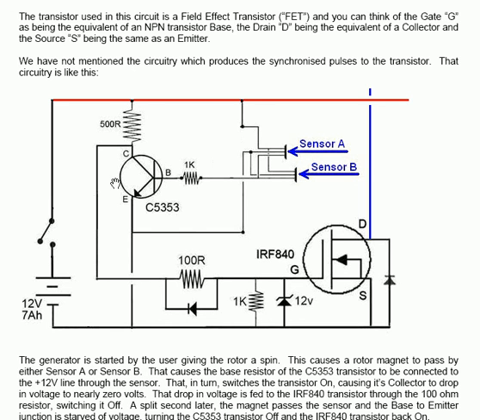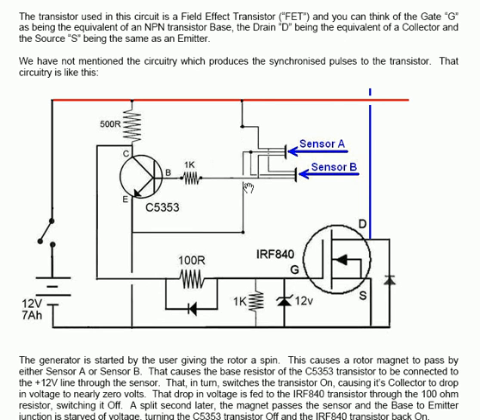Similarly, when the magnet passes by the sensor goes to a high resistance, and the C5353 transistor is effectively starved of current and switches off, which pushes the voltage of the collector high, which feeds through the 100 ohm resistor and switches the IRF 840 field effect transistor solidly on.